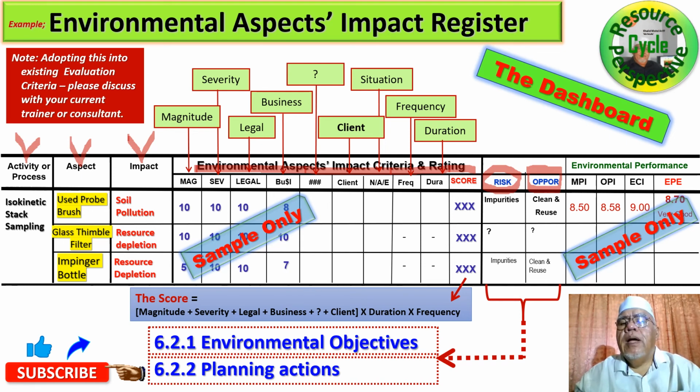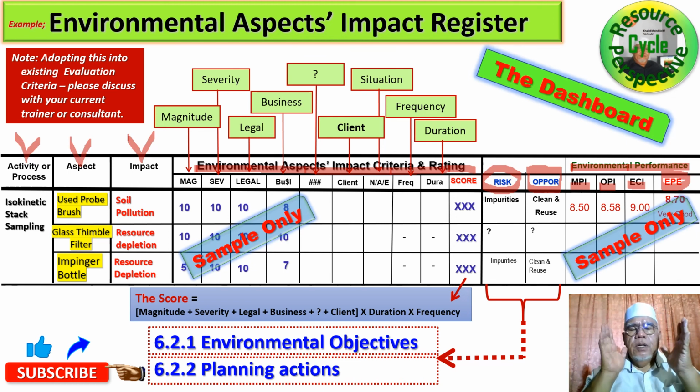And also, I have included one specific column. That is why I call it a dashboard, because everything that we want to know about our environmental management is tabulated here. Environmental performance, we have this Management Performance Index, Operational Performance Index, and Environmental Condition Index, and our overall environmental performance over here.